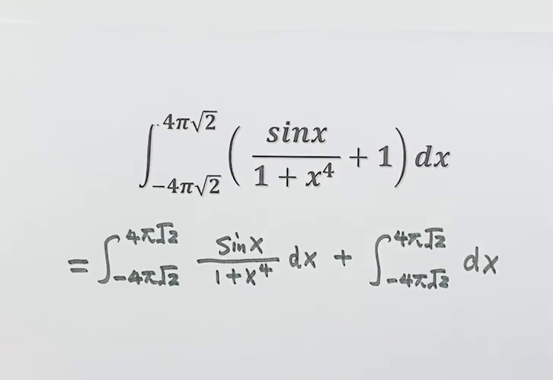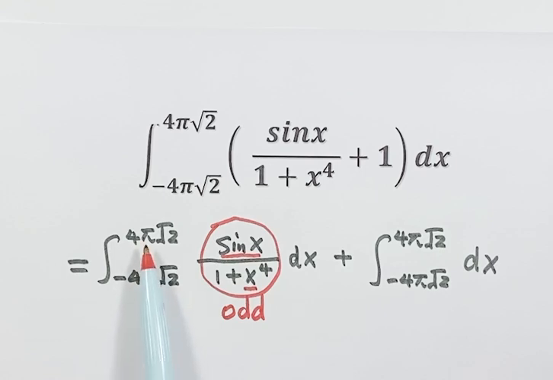Now let's take a close look at the first integral. So first, x to the fourth is an even function. Then sine x is an odd function. So the overall is an odd function. Then let's take a look at the lower bound and upper bound. So then we notice they have the same numerical value, but different signs.